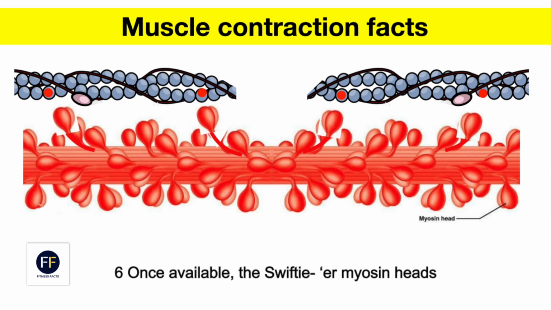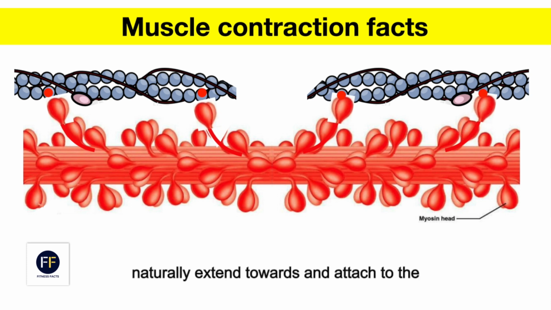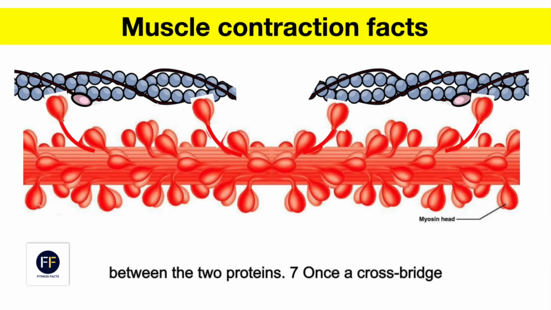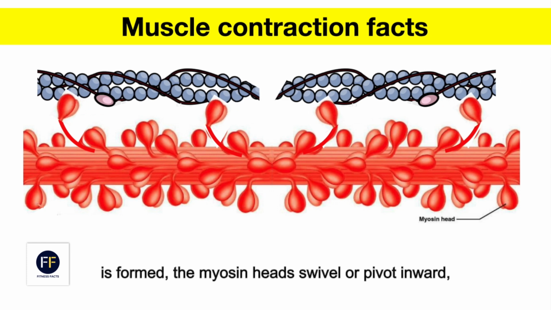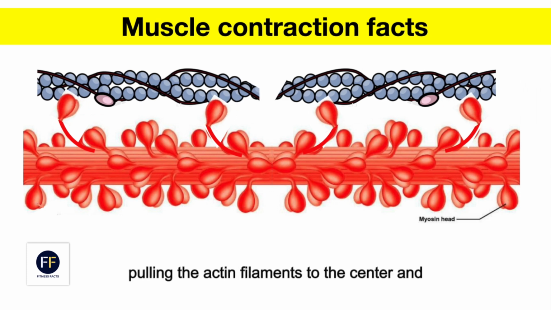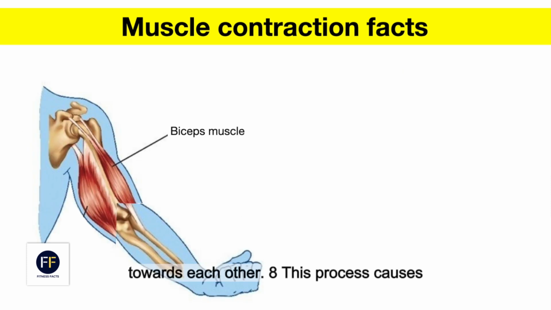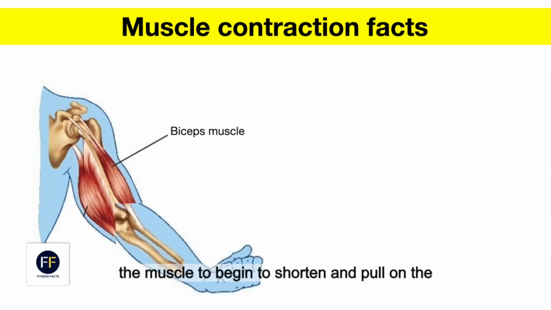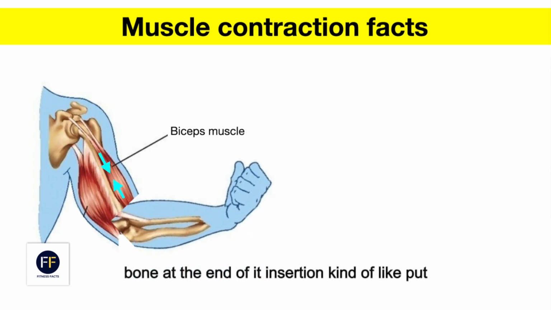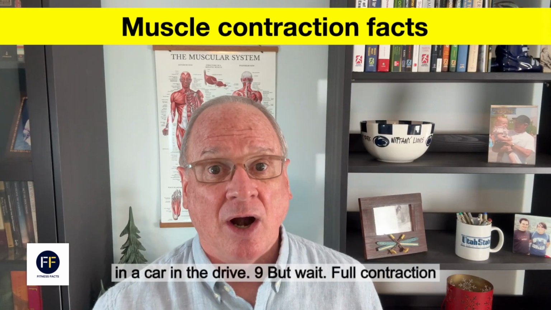6. Once available, the myosin heads naturally extend towards and attach to the actin binding sites, forming a cross bridge between the two proteins. 7. Once a cross bridge is formed, the myosin heads swivel or pivot inward, pulling the actin filaments to the center and towards each other. 8. This process causes the muscle to begin to shorten and pull on the bone at the end of its insertion, kind of like putting a car into drive.